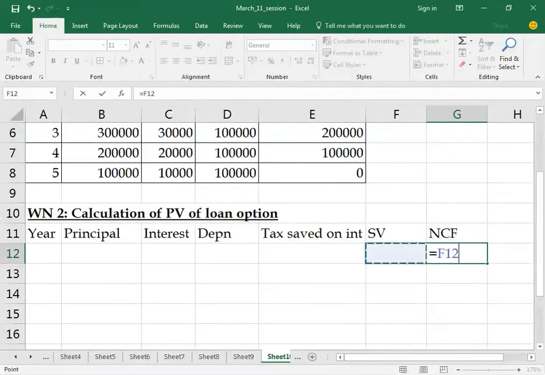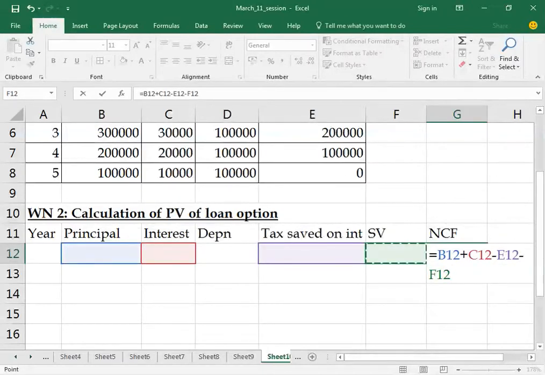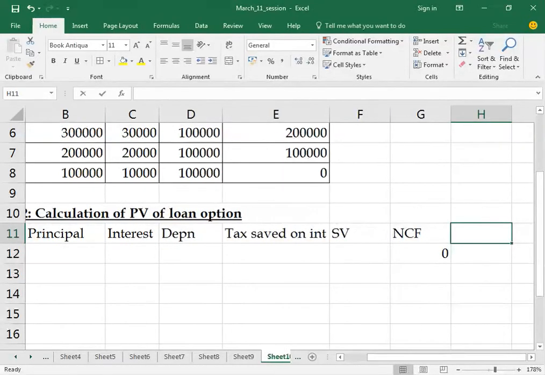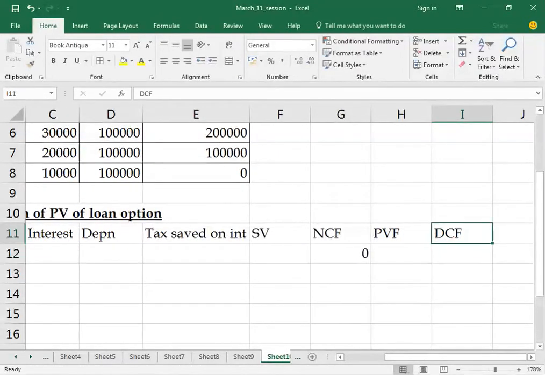Net cash flow is nothing but principal plus interest minus tax saved on interest minus salvage value, or plus tax saved on interest if you are writing a negative number there, whatever way you want to do it. Basically tax saved on interest and salvage value will reduce the amount of outflow. In the last problem it was installment, so principal and interest got clubbed there. In this problem we are doing it separately. So principal, interest, depreciation, tax saved on interest and depreciation put together, salvage value, and you get the net cash flow. After net cash flow you have PVF, DCF. Clear? Do this.